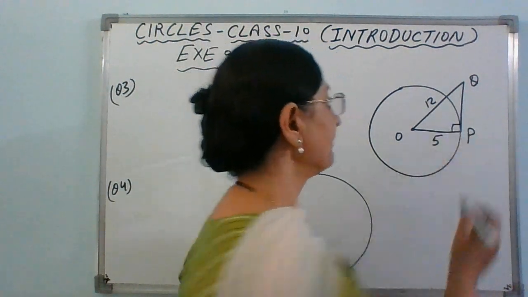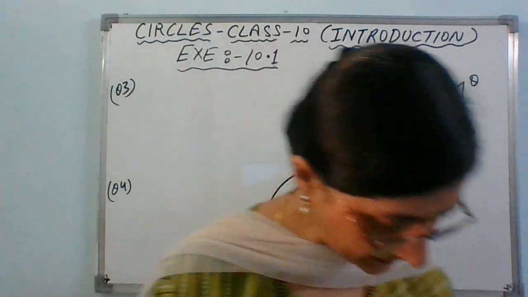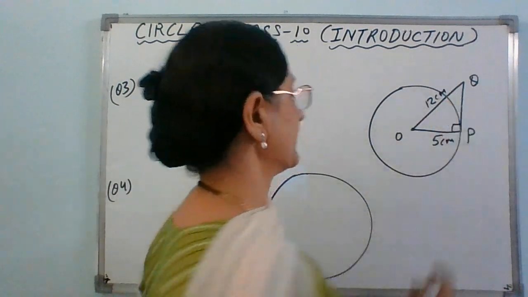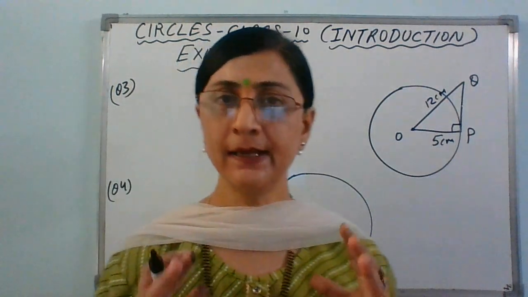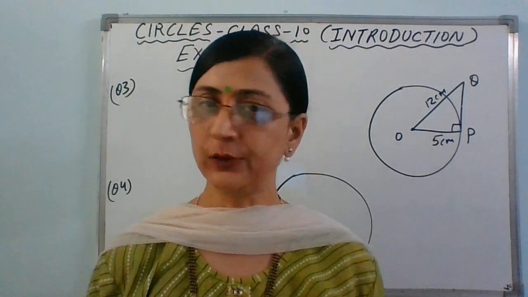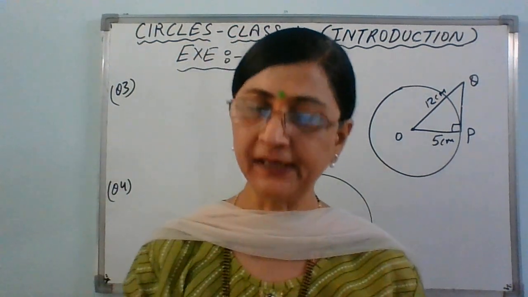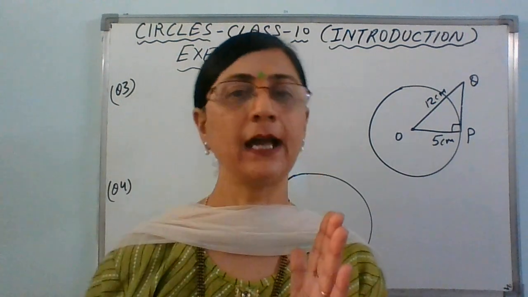Here it's 90. It's given that the radius is 5 centimeters, right? And the OQ distance is 12 centimeters. You are supposed to find the length of the tangent PQ. So here we'll have to apply the Pythagoras theorem. I hope you know what the Pythagoras theorem is. In a right triangle, we have the base, the perpendicular, and the hypotenuse.